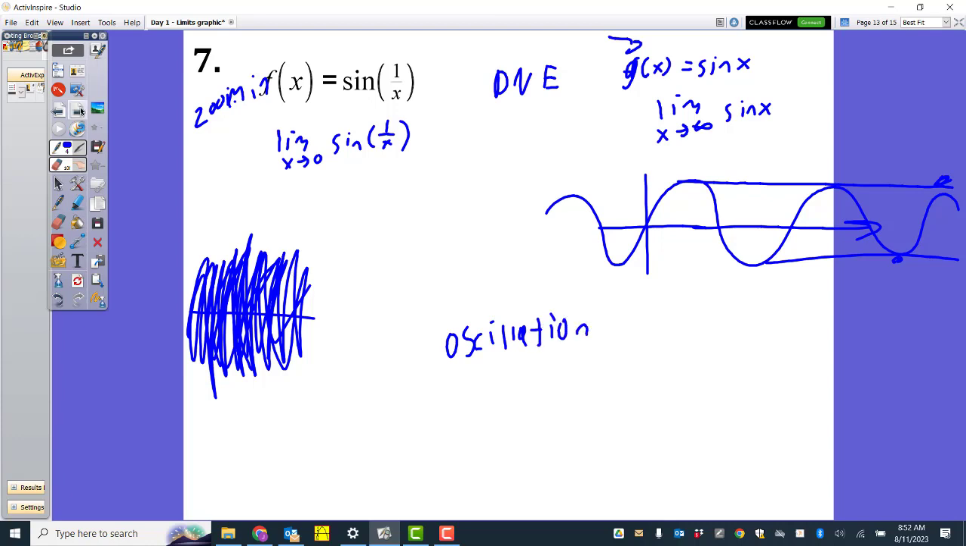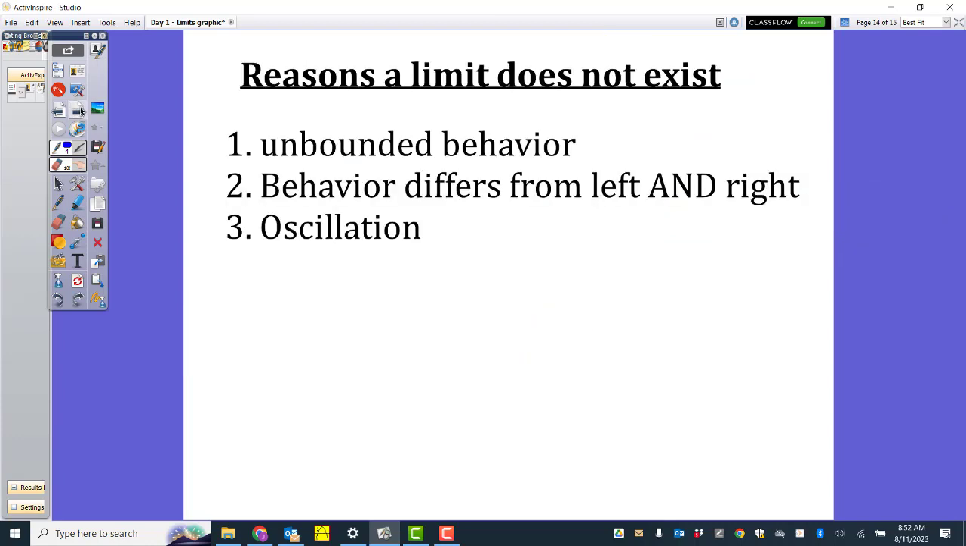All right, so reasons for unbound behavior. Reasons for does not exist. Unbound behavior, infinity or negative infinity. Behavior differs from the left and the right, so they do not equal. And then oscillation, so it bounces back and forth forever and ever and ever.